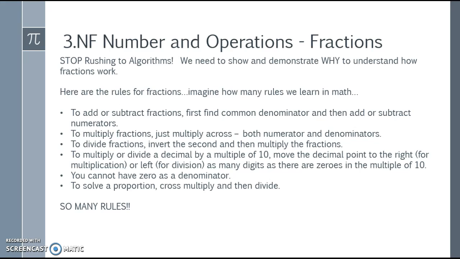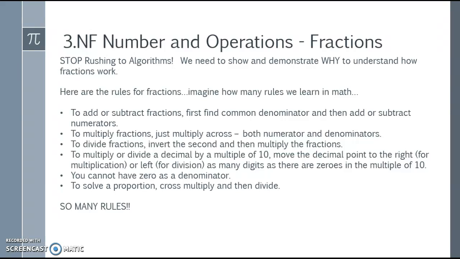So I am going to ask you to stop rushing the algorithms. Stop rushing to the rules that I have listed here. Stop doing that. Let the rules occur naturally. Let the students figure the rules out and discover them on their own, which takes patience, which takes time, and also makes you need to have a better, deeper understanding of why and how fractions work.